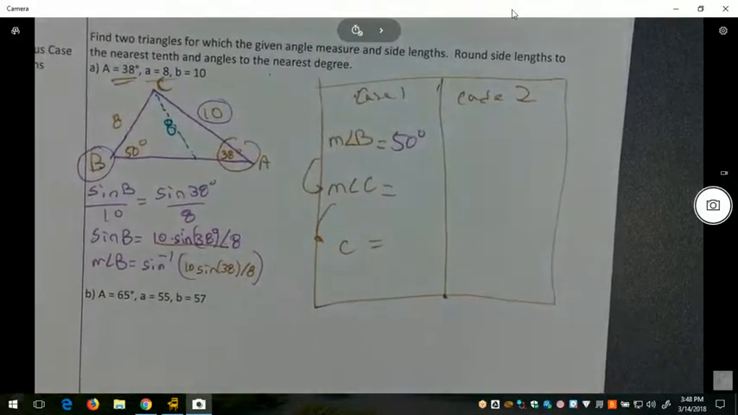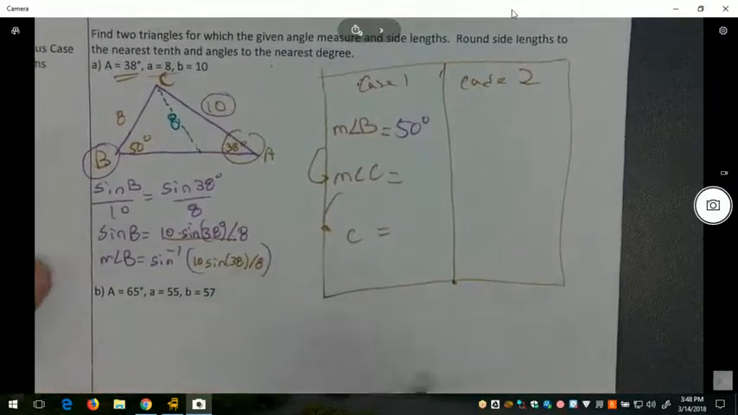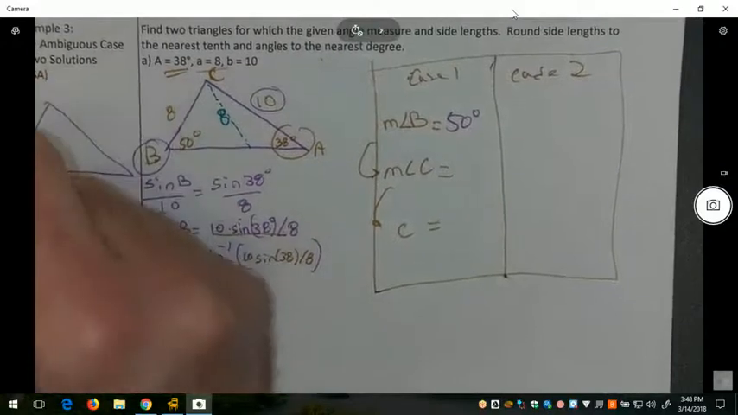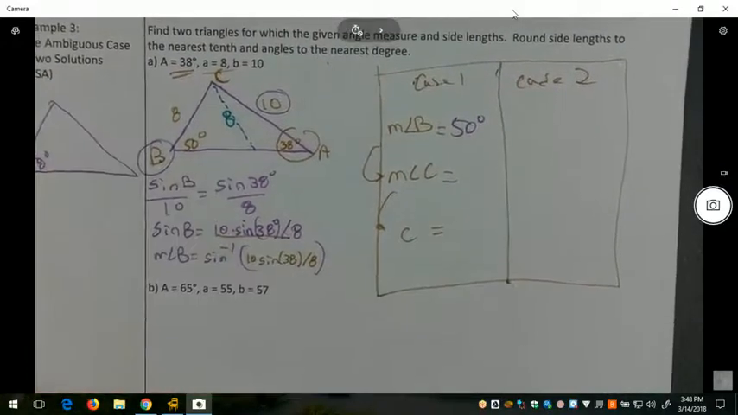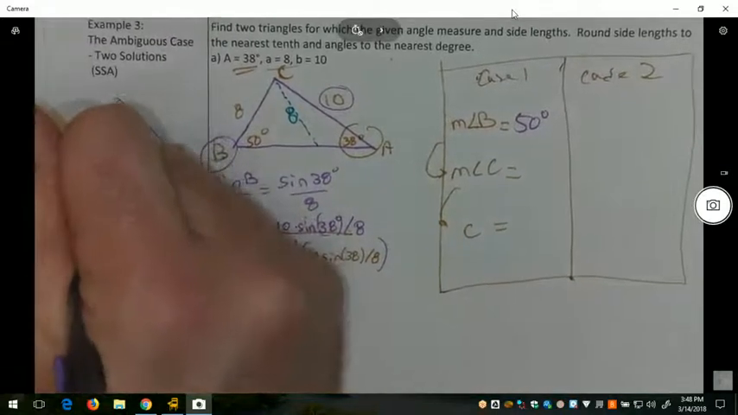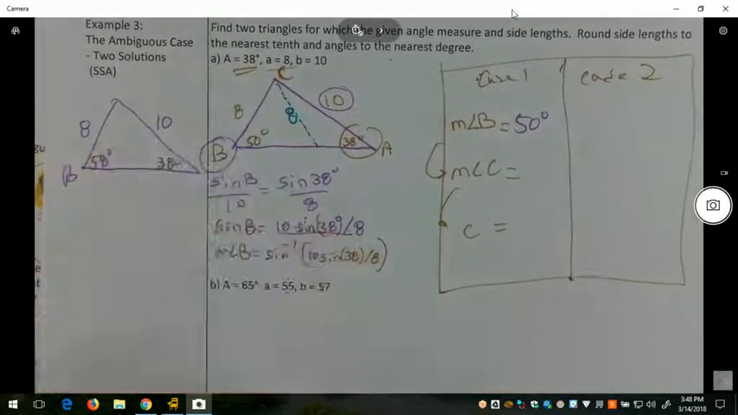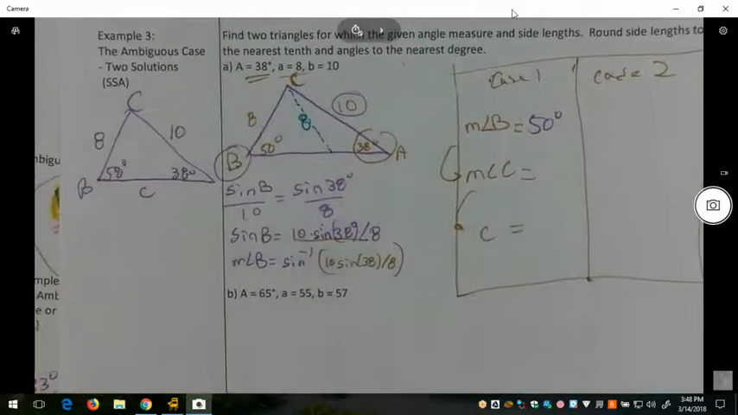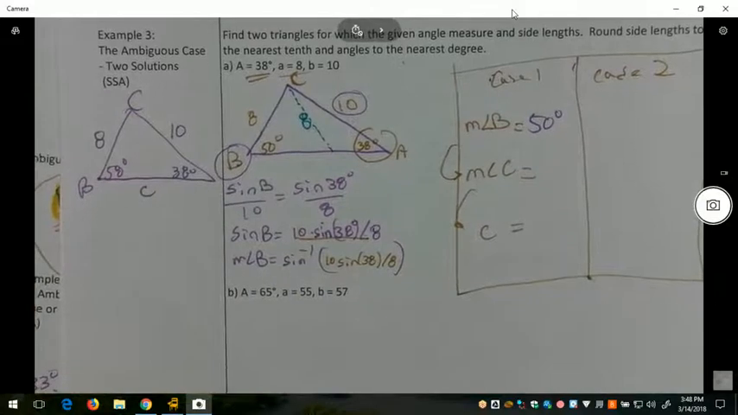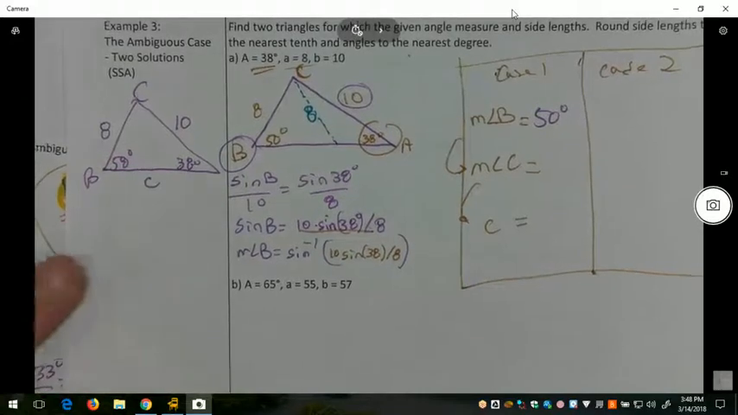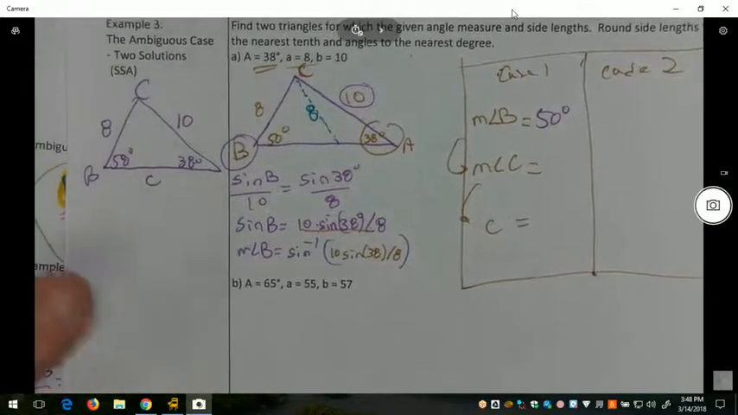However, it is possible, so I'm going to draw that triangle over here. I now know that B is 50 degrees, that A is 38 degrees, that side A is 8, side B is 10. All that's left to solve in this big purple triangle is side C and angle C. And I can use a couple different methods. Actually, law of sines and triangle sum.